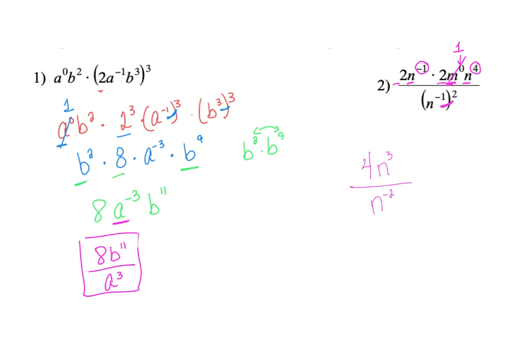Now I'm not quite done because I still have multiple n's. And remember, simplifying means that my bases appear only once. And so I'm going to apply the rule of division. Remember, when you divide, you are subtracting those exponents. And so my 4 doesn't change at all. My n has a new exponent, 3 minus a -2. So it is n to the 5th.